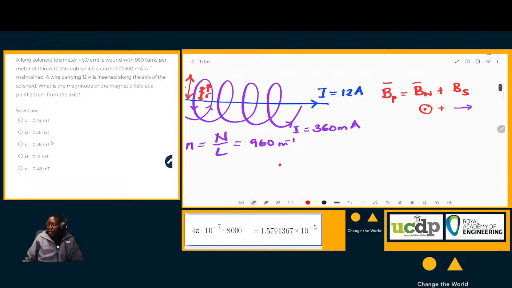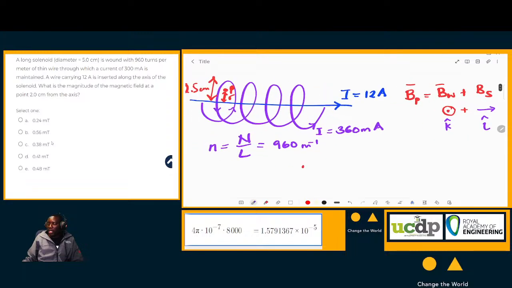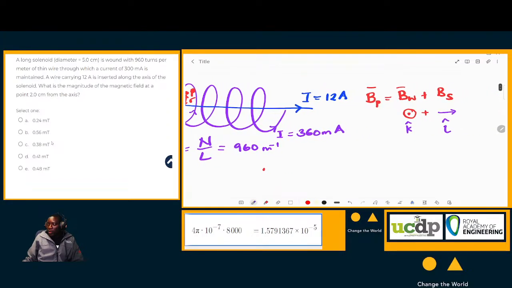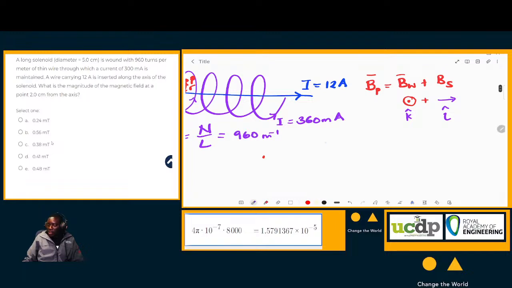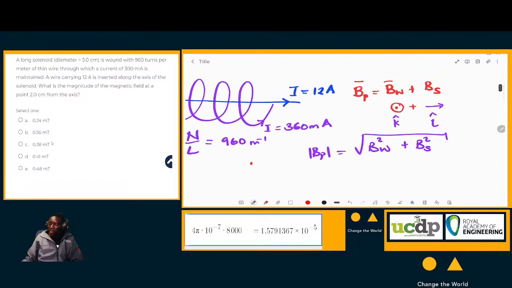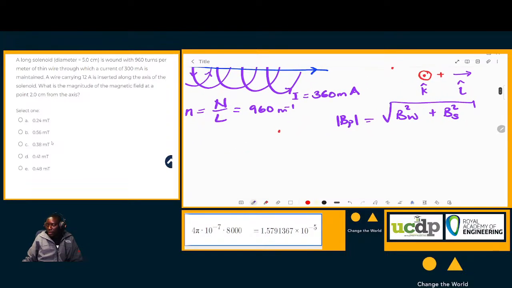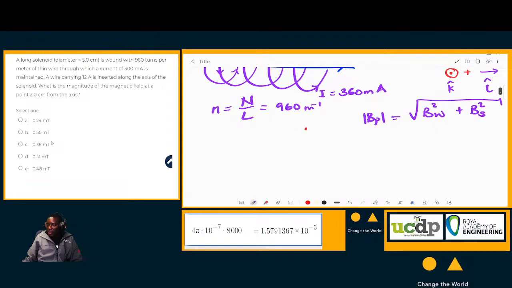So we're combining a field that is coming out of the plane with a field that is to the right. Otherwise, we can say this is B in the Z direction, and this one, the direction is the I. The two fields are perpendicular to each other. So the magnitude of BP is equal to the root of the magnitude of B due to the wire squared plus B due to the solenoid squared, because they are perpendicular to each other. So now the question is finding BW and BS.